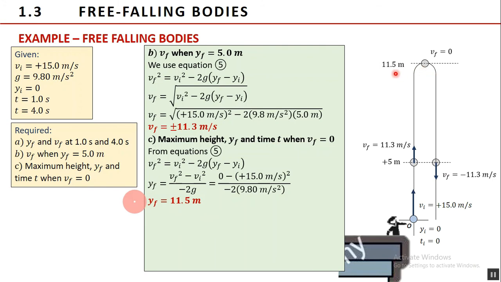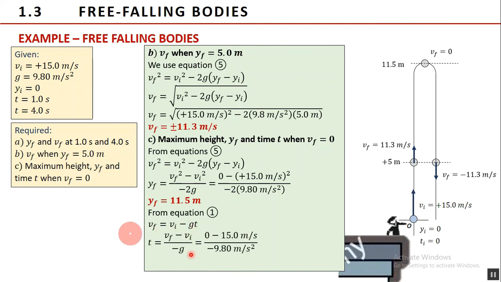Take note this is the maximum position of the ball. It will never reach any position above this. Then for the time, we simply use equation 1. Again we manipulate the equation to solve for time. We transposed v sub i to the other side and divided both sides by negative g. So time t is equal to the change in velocity, v sub f minus v sub i, divided by negative g. Substituting the values will give a value of 1.53 seconds. It means that right after 1.53 seconds, the ball begins to move downward.